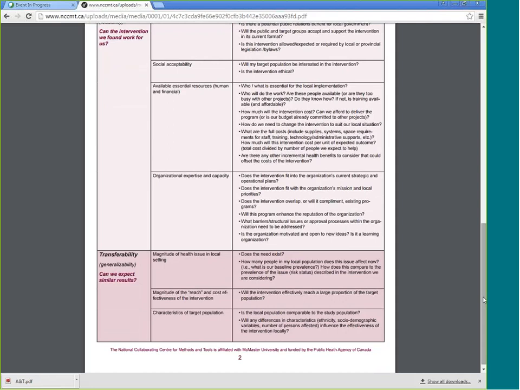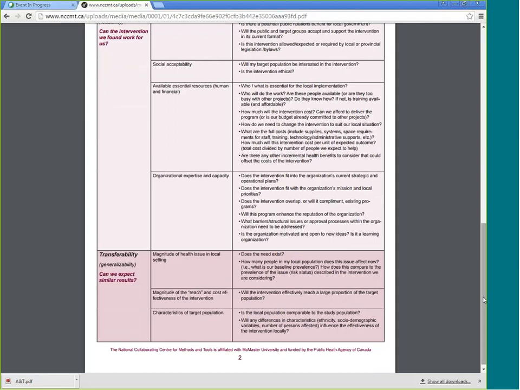So you can see there are three main aspects to transferability or generalizability. What is the magnitude of the health issue for you in your community? The magnitude of the reach. So can you expect the same kind of reach or an even better reach than is found in the research? And then what the costs will be and how the benefits might be related to the costs. And then the characteristics of your target population. So is it comparable to the study population, and are there differences in the characteristics?